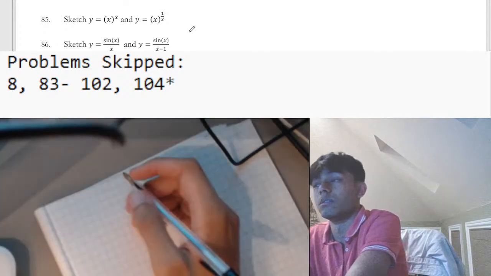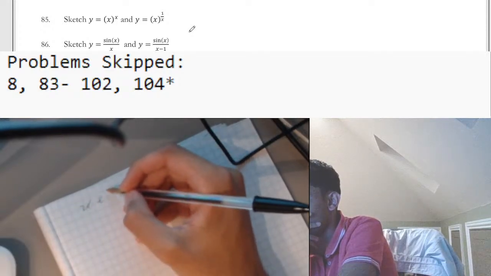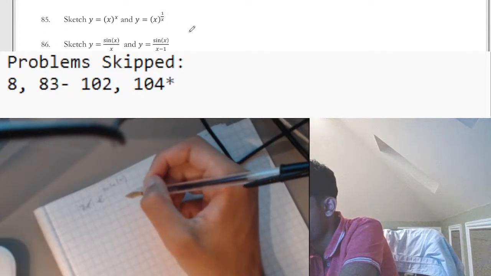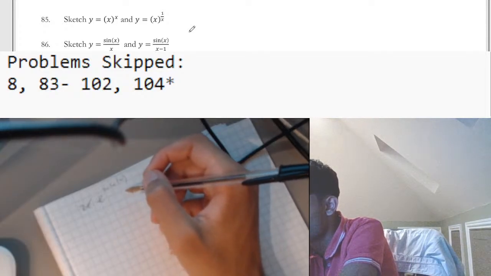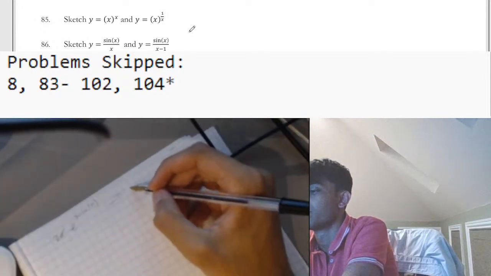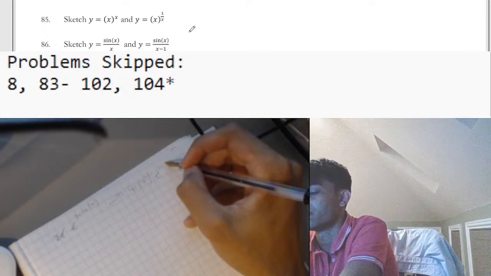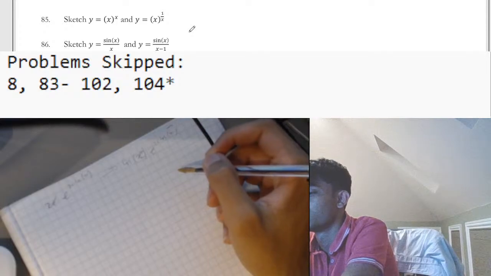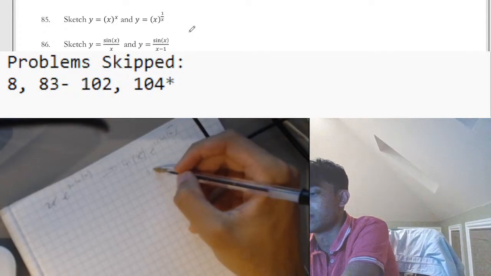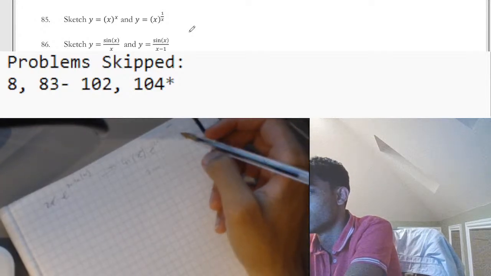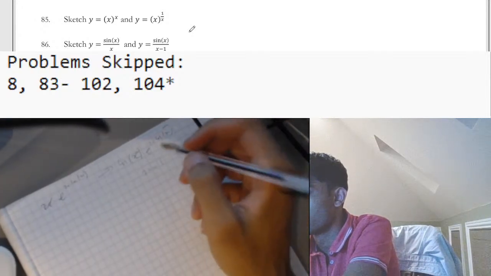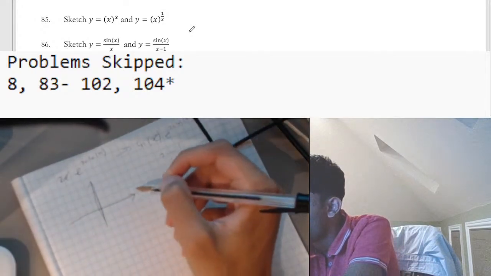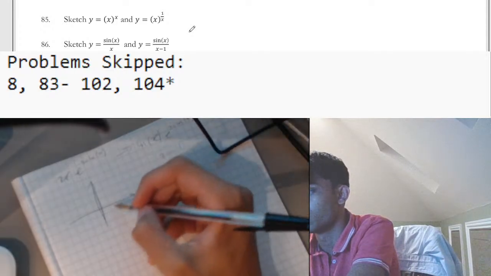So sketch y equals x to the x. Okay. So differentiate, so it's e to the x ln x. And you differentiate it, then you get ln x times e to the x ln x. And if this is 0, x is 1 is the only possibility. So your only stationary point is when x is 1, so (1, 1).